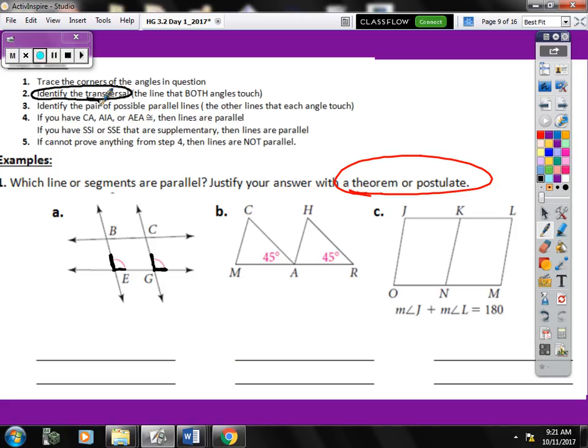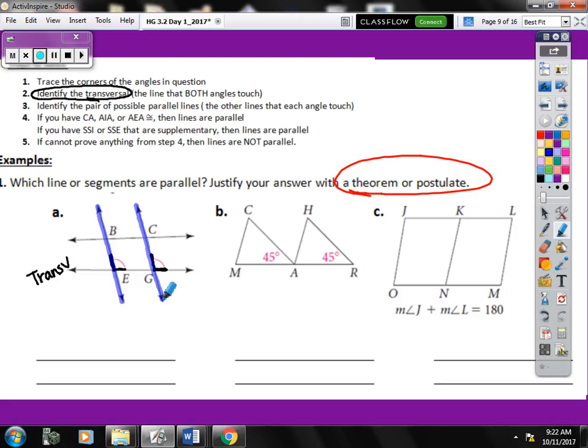What is the transversal? We'll have to use letters, like line AB, line CB, since it doesn't have a little letter. What line is the transversal? Joseph? EG. This is the line they both touch, so you can just write transversal, or T, at the end of it. So if that's the transversal, what are the potential parallel lines? Well, the other two lines that they touch should be this and this.